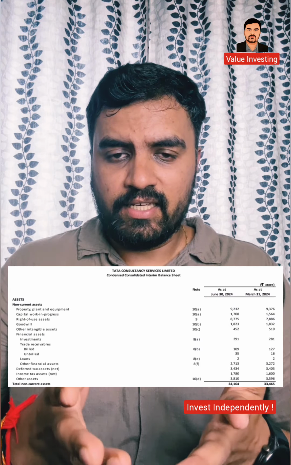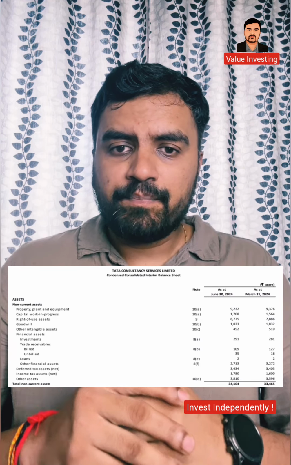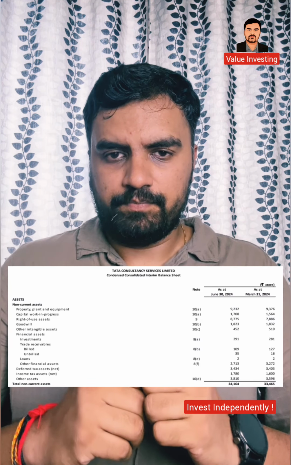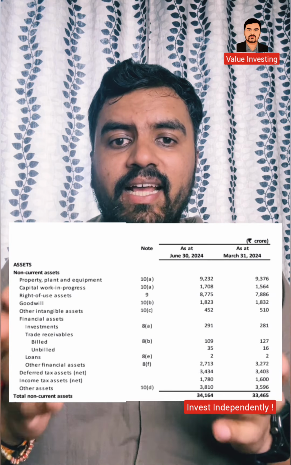First thing, if you see price to book value, this book value actually includes the intangible assets as well, especially in case of companies like TCS and all, wherein you can see on my screen, they have mentioned in the assets the goodwill and also other intangible assets.